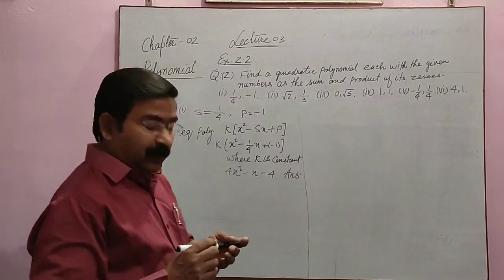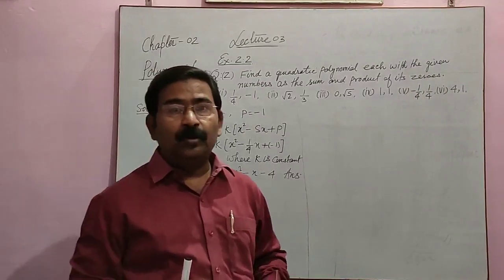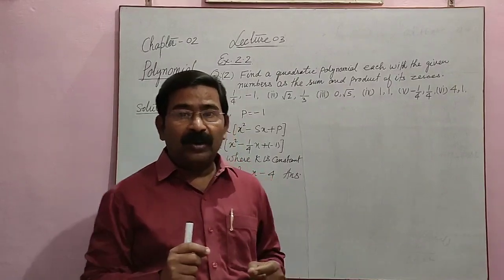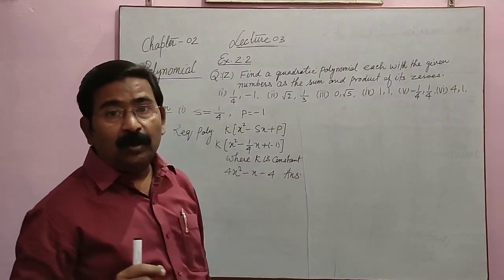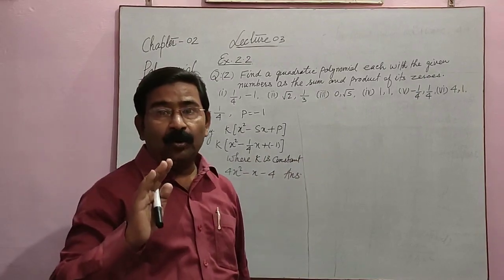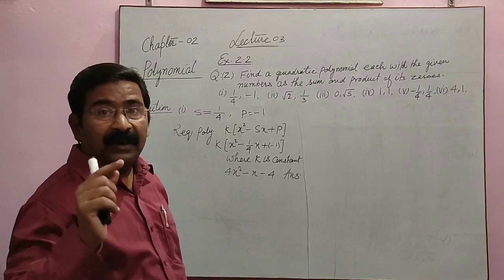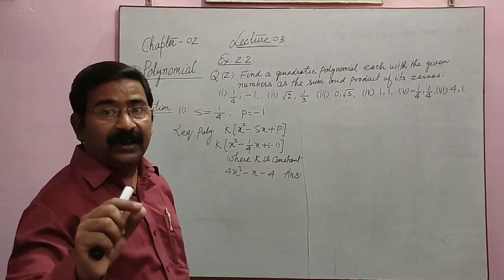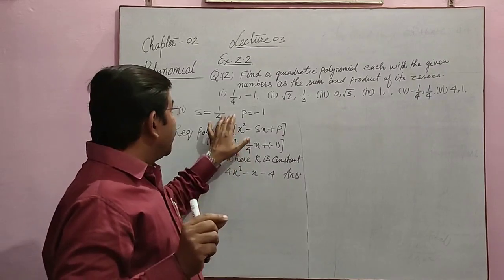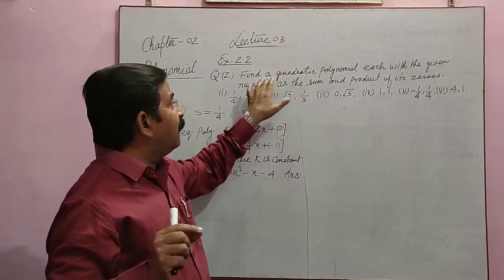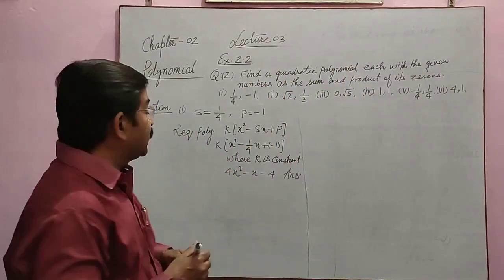Now, second method. When to use the second method? Second method we use only when you are given the sum and product of the zeros and you have to find the polynomial only, and that polynomial is your exact answer, accurate answer. Means that is the exact answer to be obtained, like find the quadratic polynomial. So in that case, you will use the second method.